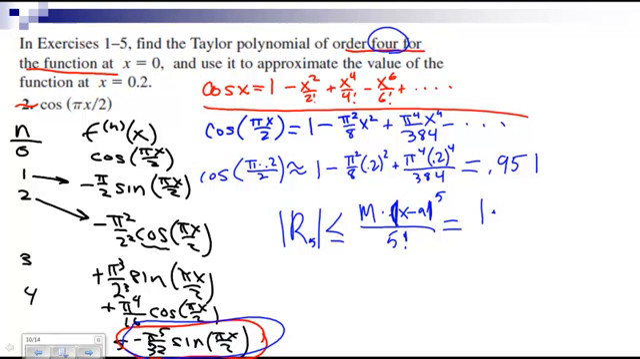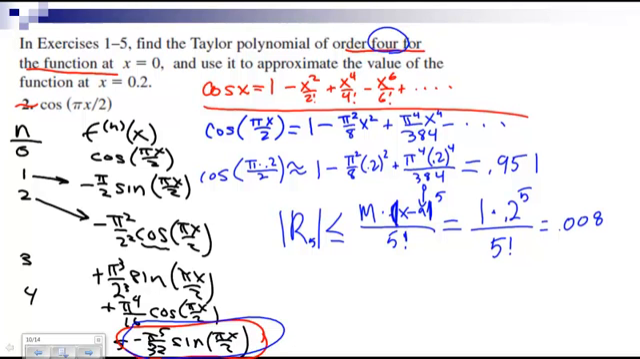All right, multiplied by, in this case, a is 0. What am I going to put in for x? 0.2, divided by factorial. I think this is going to be a pretty small number.